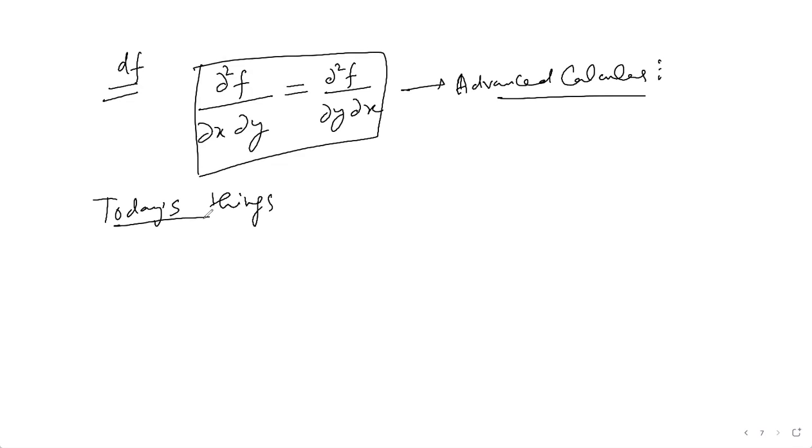Excuse me, sir. Yeah, tell me. Sir, I have a question. Yeah. Sir, why can we not take the grad of a vector? Grad of a vector A, right? That's what you are saying.